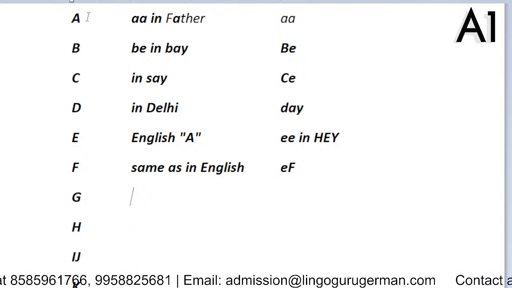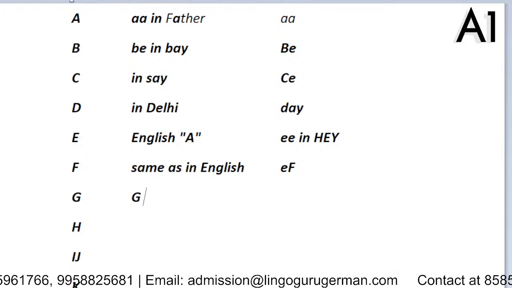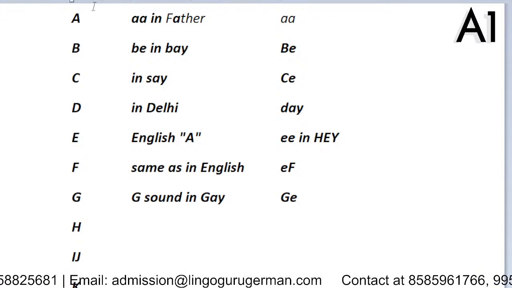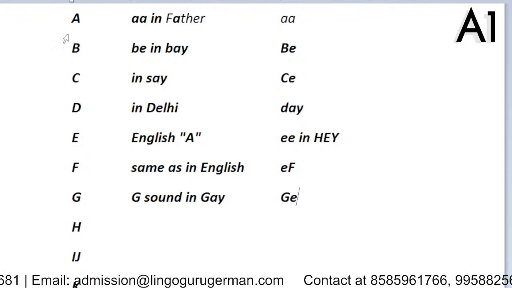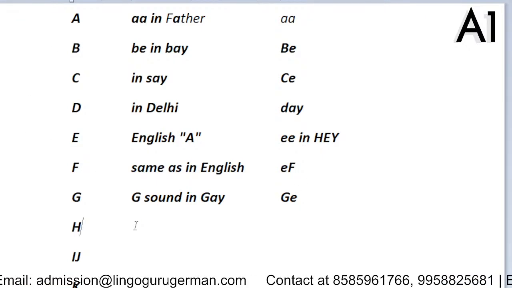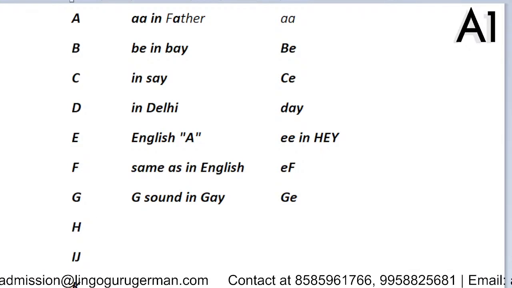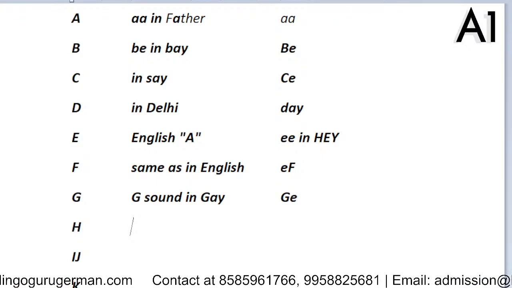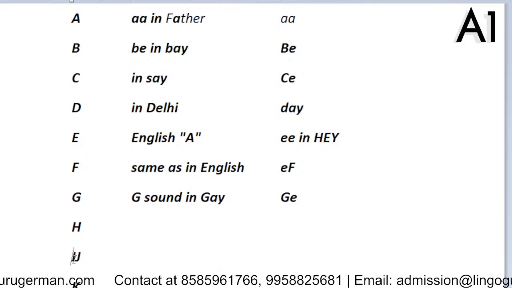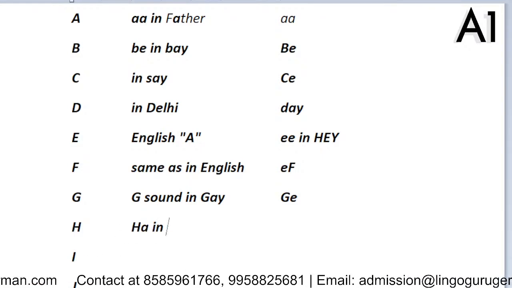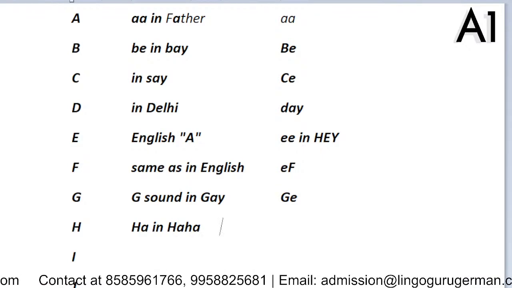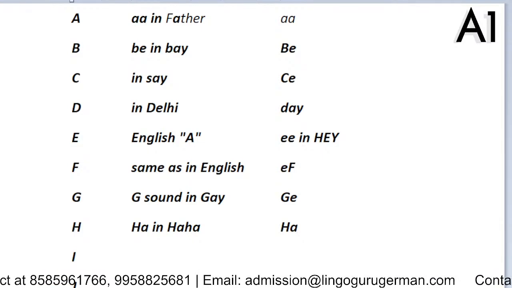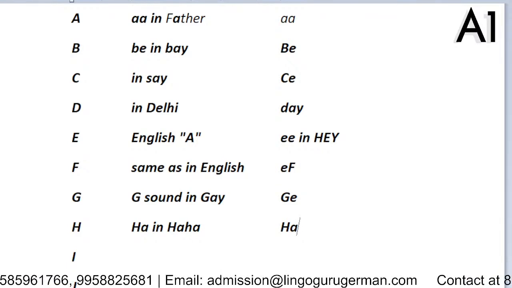Now, the next sound we have is G, which is gay, the G sound in gay. A, B, C, D, E, F, gay. Then H, we call it ha, as in ha ha. That ha. A, B, C, D, E, F, gay, ha.